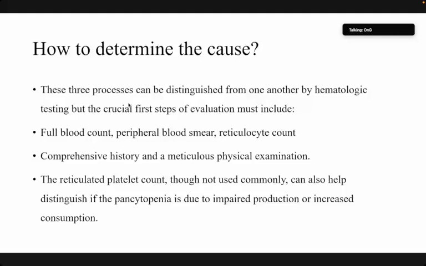So how to determine the cause? These three processes can be distinguished from one another by hematological testing, but the crucial first steps of evaluation must include a full blood count, peripheral blood smear, and a reticulocyte count. It's also important to take a comprehensive history and a meticulous physical examination. The reticulated platelet count, though not used commonly, can also be helpful to distinguish if the pancytopenia is due to impaired production or increased consumption.